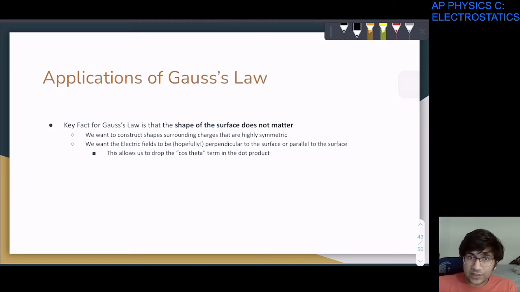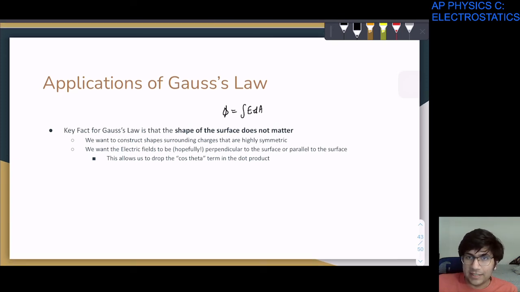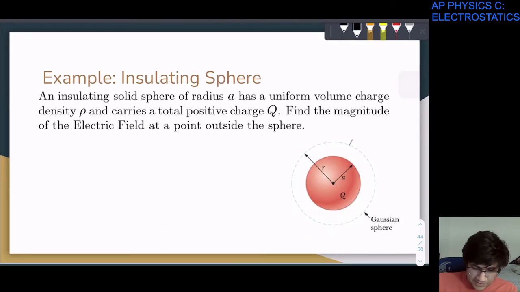Now, the key fact for Gauss's law is that the shape of the surface does not matter. We want to construct shapes that are highly symmetric, because in Gauss's law, we have this integral. If we have symmetric shapes, where the electric field is the same everywhere, we can pull the E out of the integral. We also want the field to be either parallel or perpendicular to the surface, because then we can drop the cosine theta; it would evaluate to 0 or 1. So now we're going to look at an example.